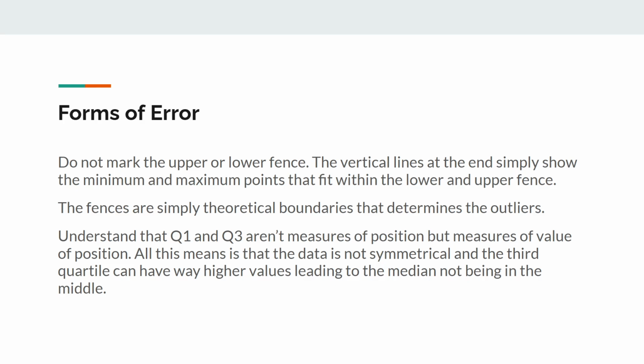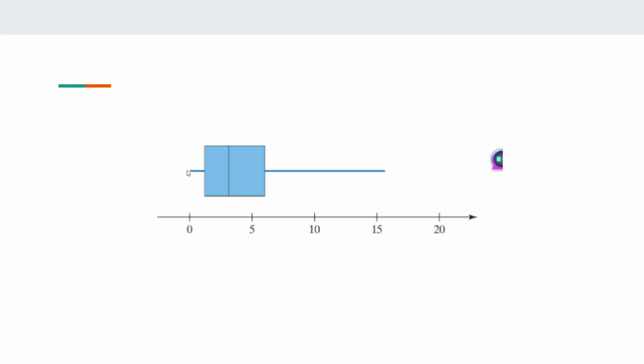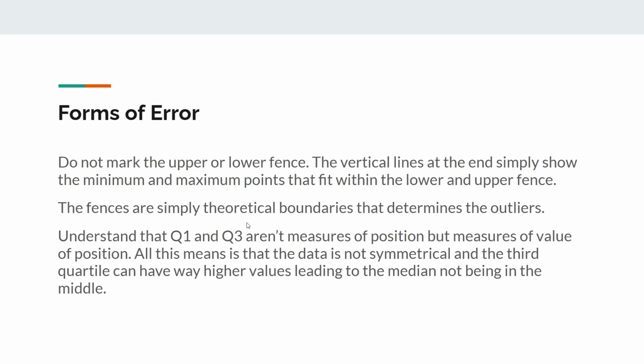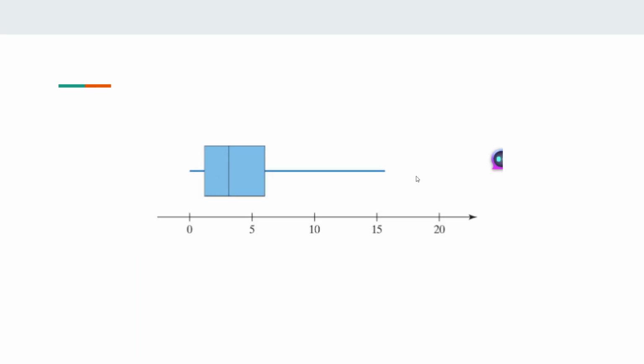So these are forms of error, which is a mistake that even I made when I was first understanding this topic. Don't mark the upper or lower fence. The vertical lines at the end simply show the minimum and max points that fit within the lower and upper fence. So this point right here is not actually where the lower fence is located. That's simply the highest point, or the lowest point that can fit within here, and right here is the highest point that can fit within the upper fence. So it's not actually where the upper fence is located. The fences are simply theoretical boundaries that determine the outliers. So anything past these minimum and maximum points, or anywhere past the upper and lower fences, are outliers, which we also draw.